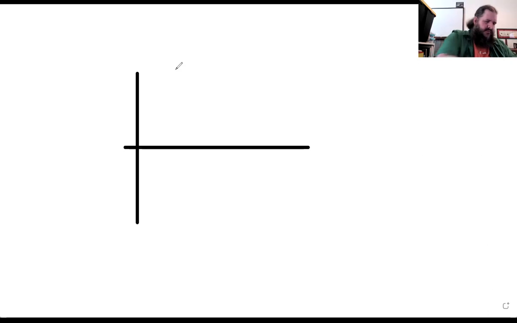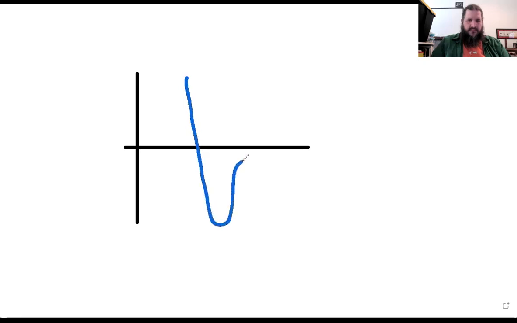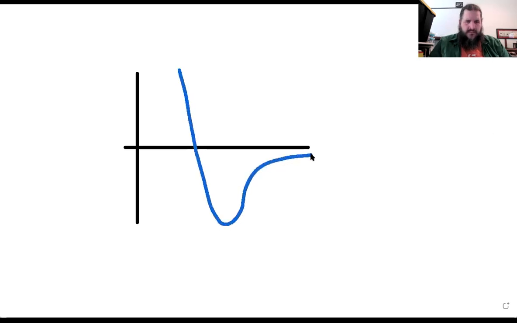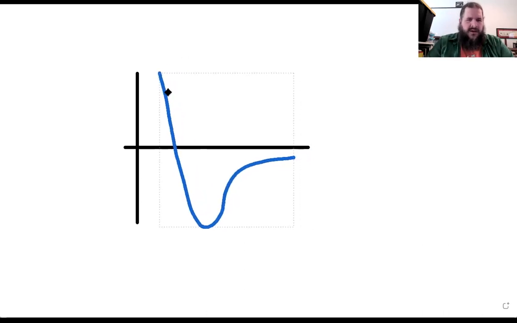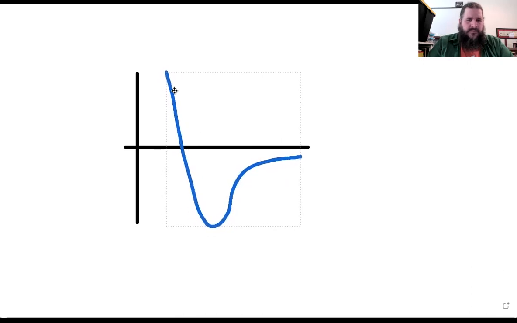So we have our usual graph for potential energy. That didn't work so well. Let's see. Something like that. I guess it should be more here. All right, so our graph of potential energy for the pair of particles.